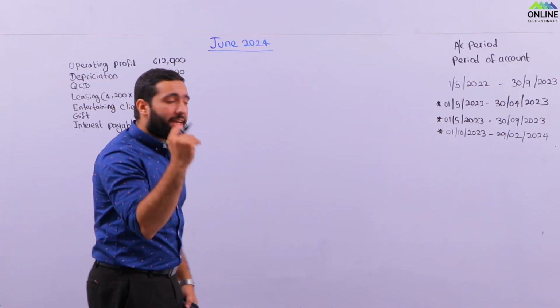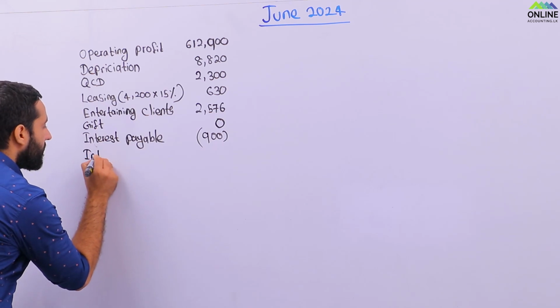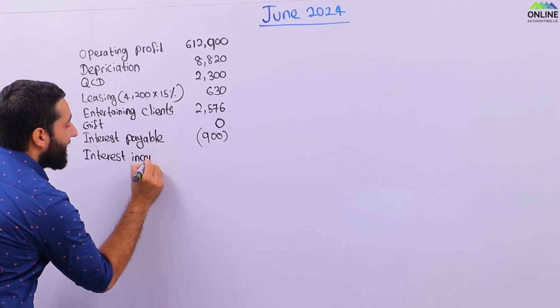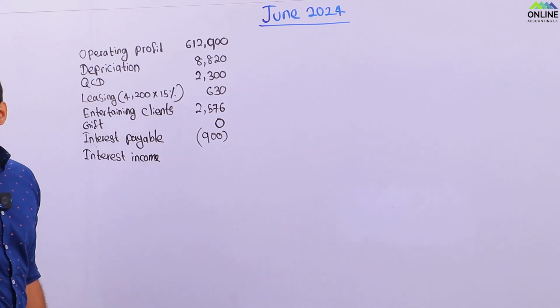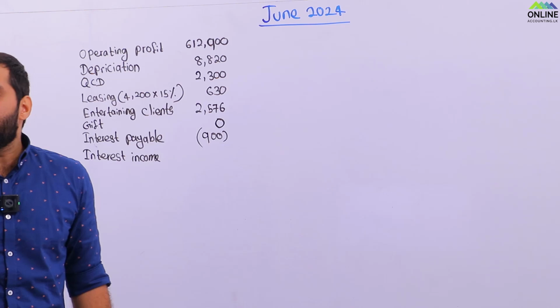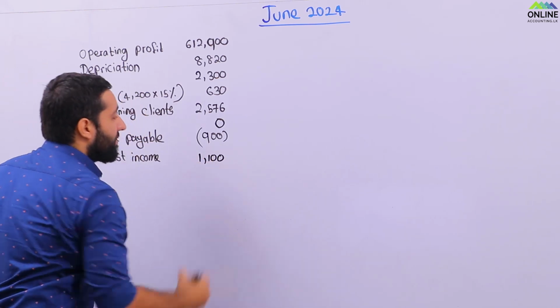And then interest income. So how much is the interest income? It is clearly given. Non-trading purpose, the loan interest income 1,100. Yes, the 1,100, it is clearly given.